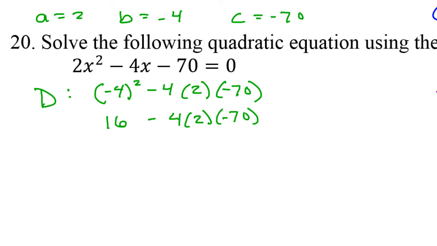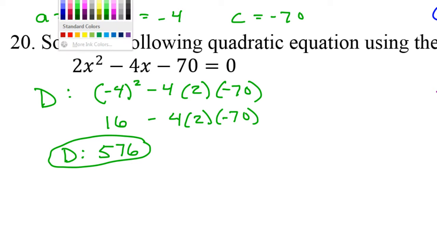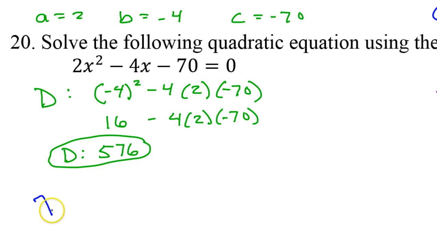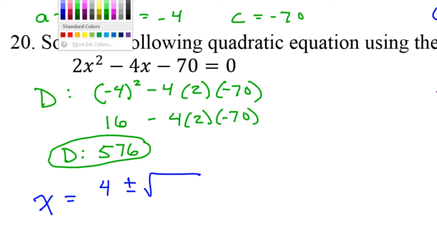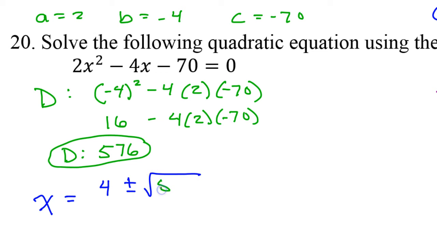Let's go ahead and follow through. The discriminant is 576. You should always calculate that number separately. Now I will do the rest of the quadratic formula. The solutions are opposite of b. So if that's negative 4, I'm going to put a positive 4, plus or minus the square root. And here comes the discriminant, which is our 576, all over 2a. Since a is 2, then 2a is 4.